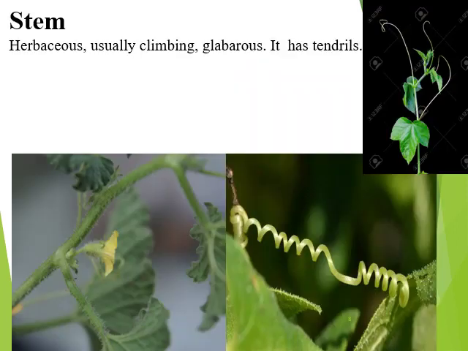The stem of the members of this family is herbaceous and usually climbing through a specific modified structure that we call tendrils. Majorly, the stem is glabrous. It means it's smooth. But in some cases, a hair-like structure is also present, or the stem is hairy in this family.